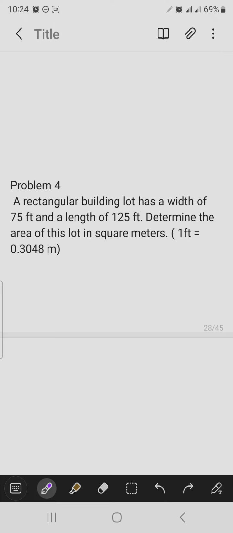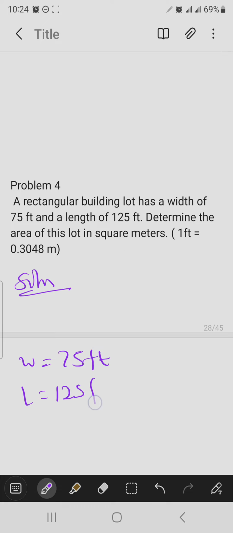Another question relating to what we are doing is this. They said a rectangular building has a width of this. The width W is what? 75 feet. And length is what? 125 feet. They now say to determine the area of this lot in square meter.